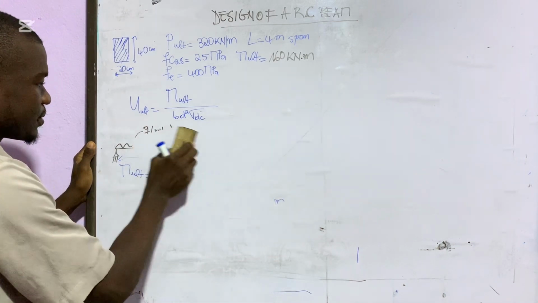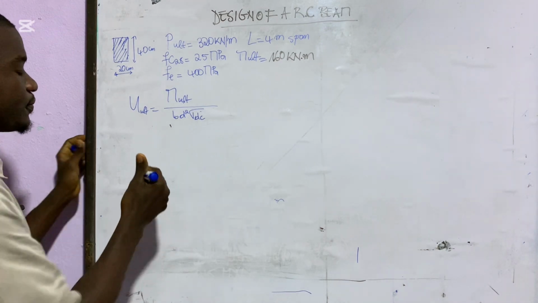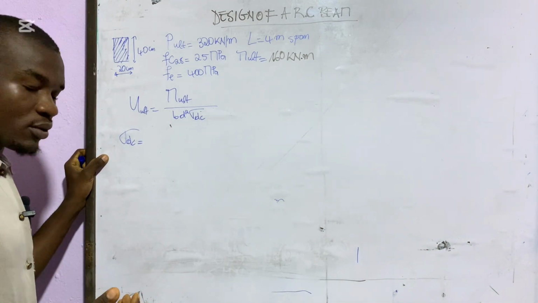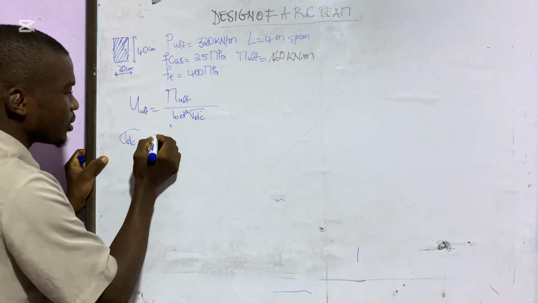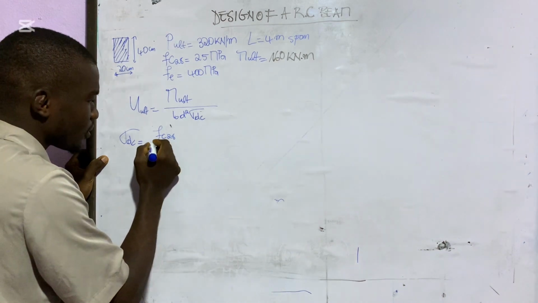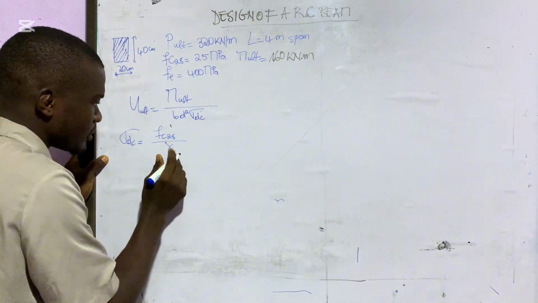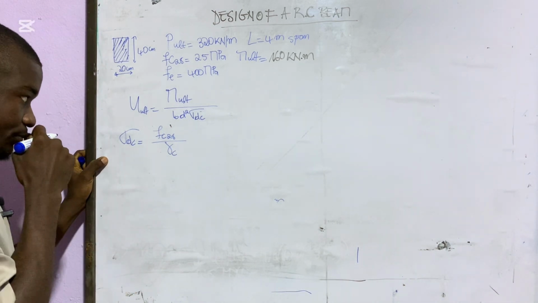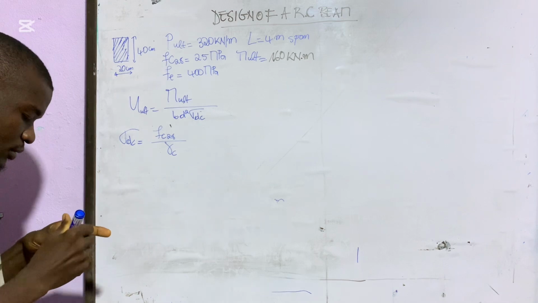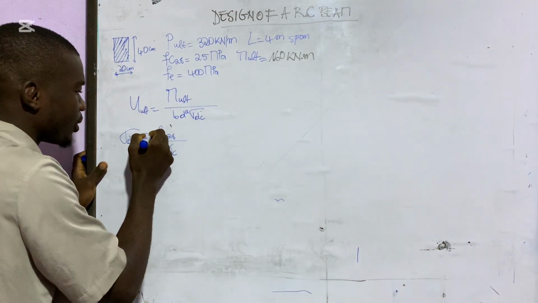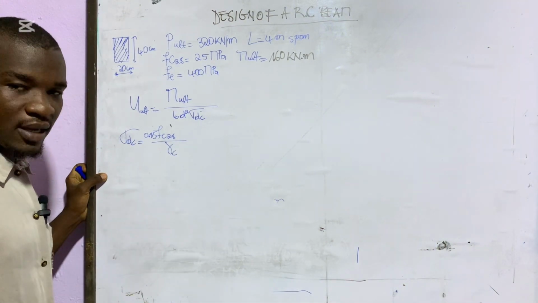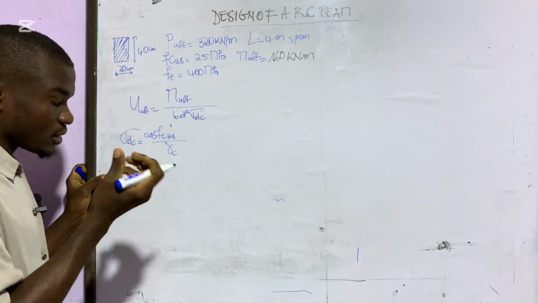Let me erase this. We'll have the design strength of our concrete, following the BAEL code, because we are designing here according to BAEL, simply equal to 0.85 times fc28, the characteristic strength of our concrete after 28 days, divided by gamma c, which is the safety factor, or the coefficient of safety here.